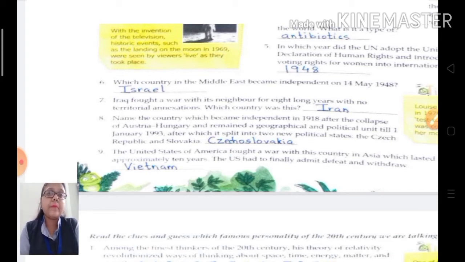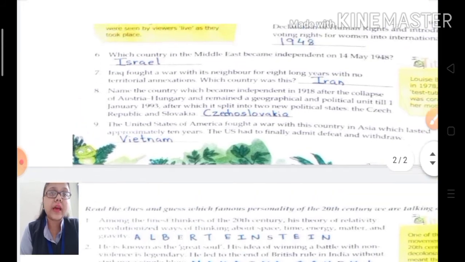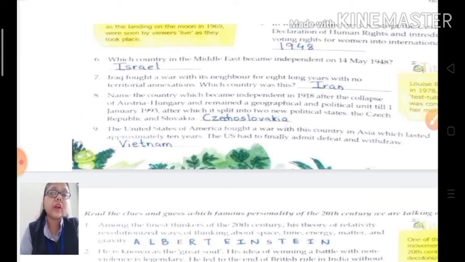Now next number nine. The United States of America fought a war with a country in Asia which lasted approximately 10 years. They fought a war in Asia which lasted approximately 10 years. The US had to finally admit defeat and withdraw. What did the US do? Finally admitted defeat and withdrew, accepted defeat, gave up. So that is called Vietnam.